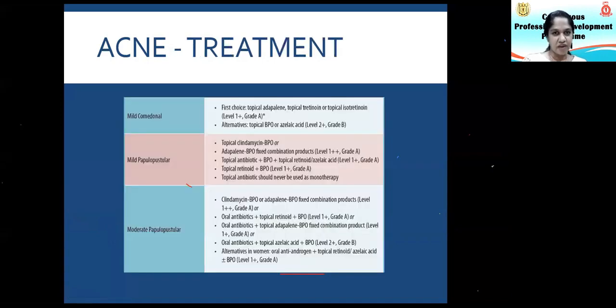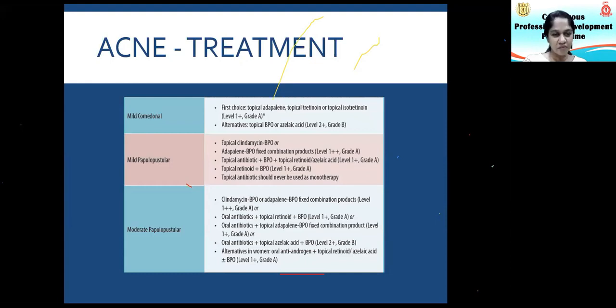Acne treatment. Acne is very common, and we have to treat it according to the staging of the disease. Topical retinoid is the baseline treatment of acne, and it has to be given in all cases of acne. If it is mild acne, you can either just treat with a topical retinoid, and sometimes we might have to add a benzoyl peroxide.